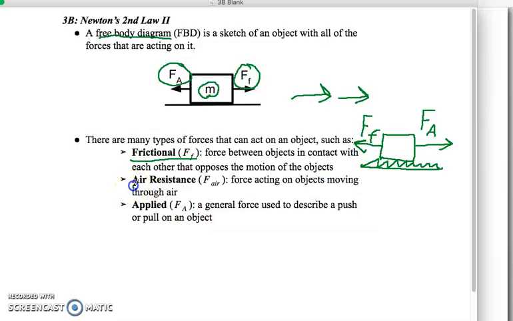Again, if you drag anything over a surface, basically, you're going to get that force of friction. The next force is air resistance. It's a force acting on objects moving through air. So, like a baseball moves through the air, you're going to have the air actually pushing on you, slowing you down a little bit. And so you have a force of air resistance on you.